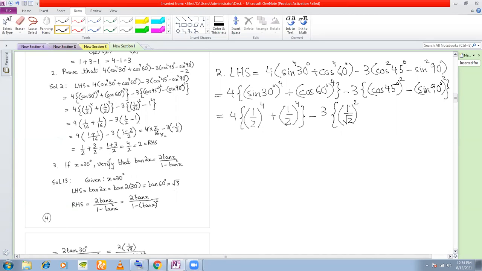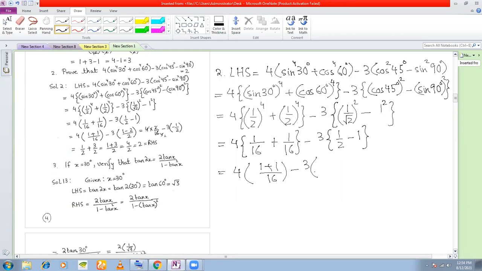Try to remember the values as I tell you. If you keep hearing the values, you will learn the values. Sine 90 is 1. So this becomes 1 square. So 4. Now 1 by 2 to the power of 4 is half, 1 to the power of 4 by 2 to the power of 4. How much is 2 to the power of 4? 16. Plus, this is also 1 by 16. Minus 3. 1 by root 2 square is half. Minus 1.